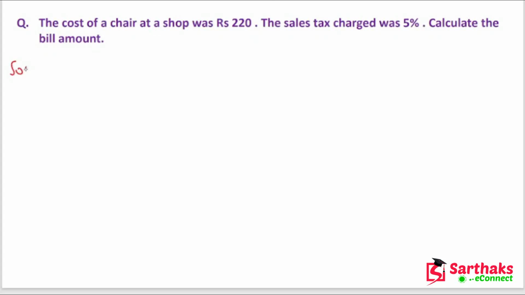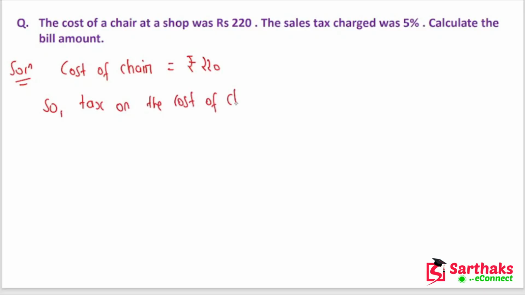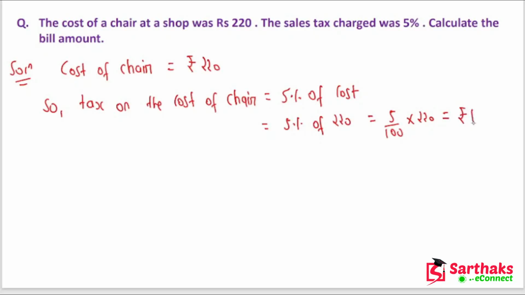So cost of chair is equal to rupees 220. Now the sales tax charged is 5% on the cost. So tax on the cost of the chair, what will be the tax? It will be 5% of cost, right? That is 5% of 220, that is 5 by 100 of 220. Cancelling them out, we will have rupees 11. So 11 rupees will be the sales tax on this particular chair.